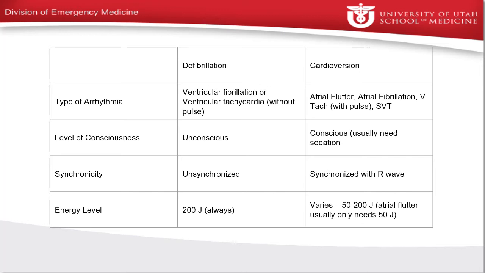I will say atrial flutter is a very unique rhythm. You can use a much lower energy for atrial flutter. I usually always start off with 50 joules, and I've never had patients not convert out of atrial flutter with 50 joules. It doesn't need as much energy to convert.